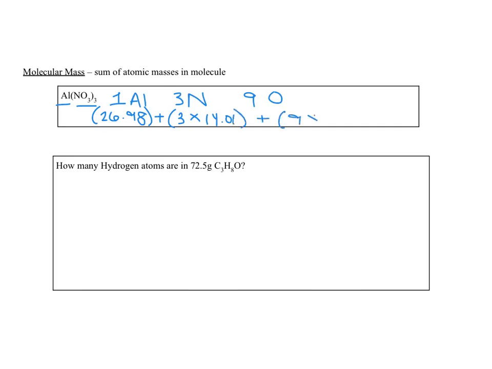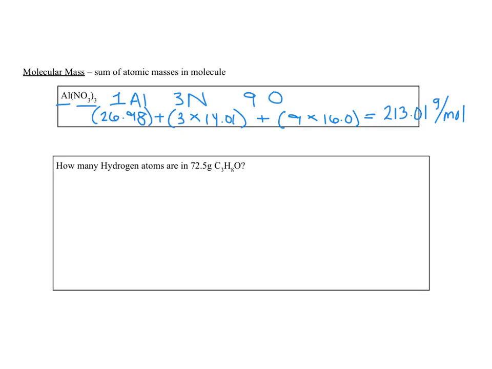And then oxygen has a mass of 16.0, and I'm going to multiply that by 9. And then everything just gets added together, and I get my molar mass of aluminum nitrate is 213.01 grams per mole. That means if you have 1 mole of aluminum nitrate, it's going to have a mass of 213.01 grams.